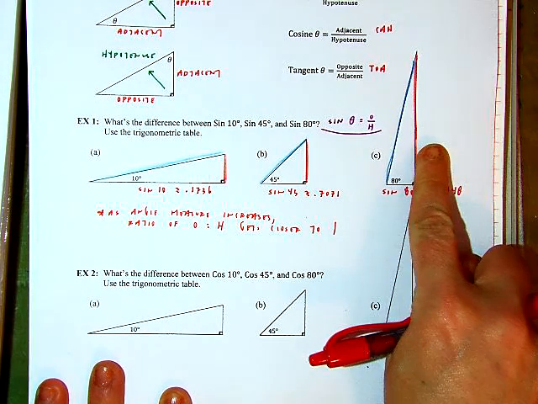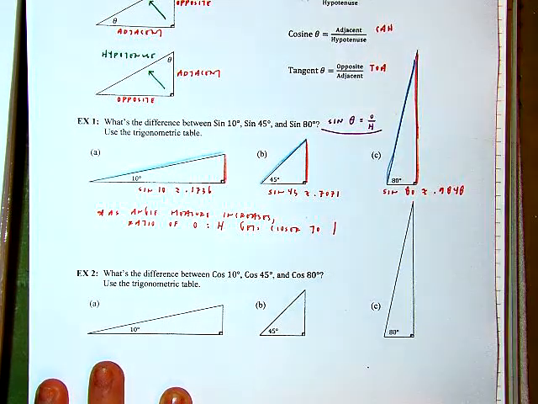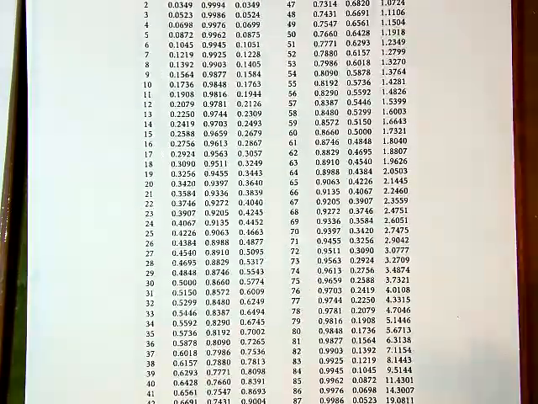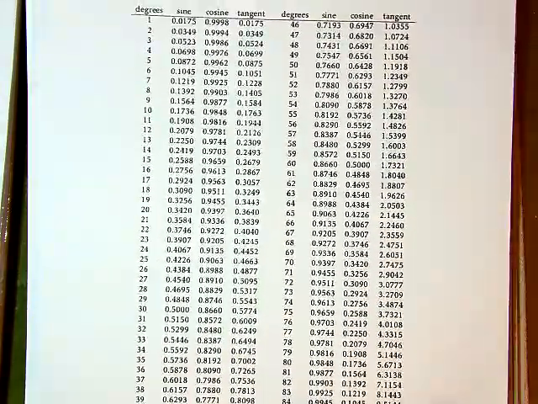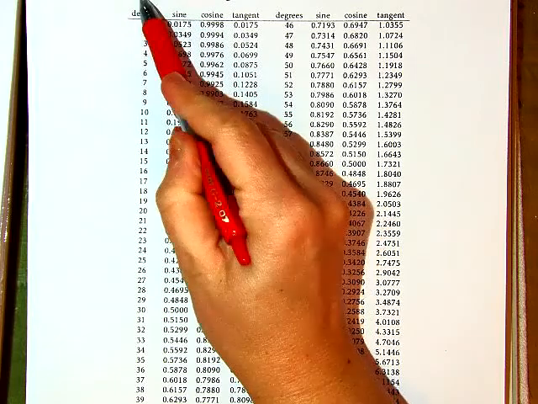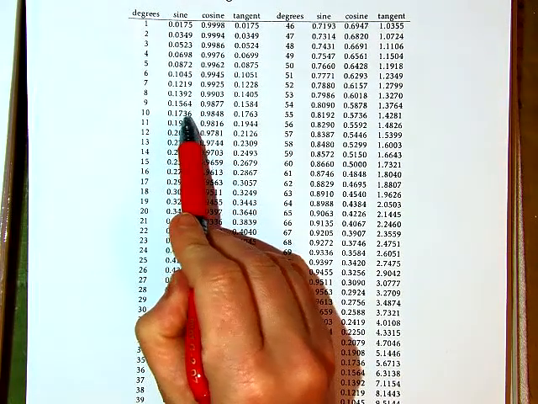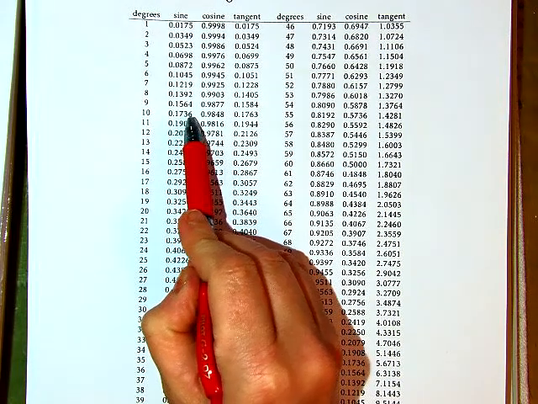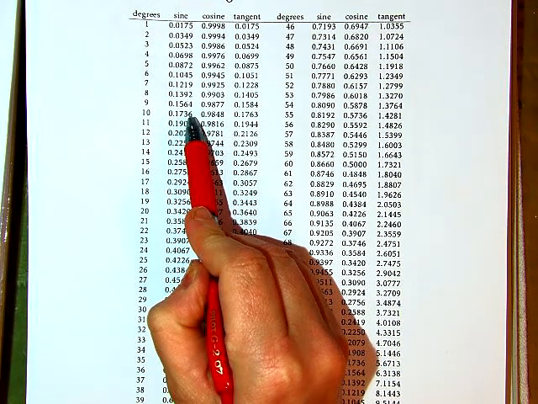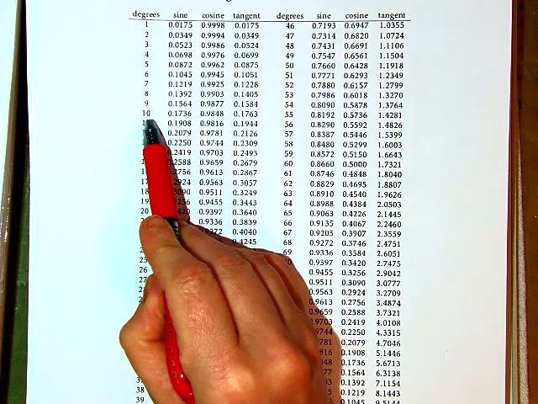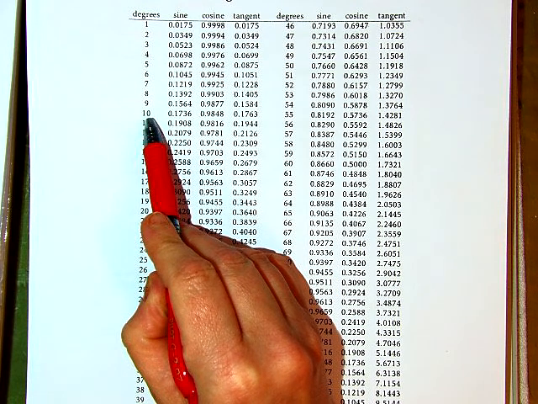That's the ratio of the side here to the side here. So just to show you where I'm taking that from my trig table, if I look at sine 10, so here's sine, degree 10, that is the ratio that I'm looking at. That's the ratio of the opposite side over the hypotenuse when the degree measure, the reference angle, is 10.